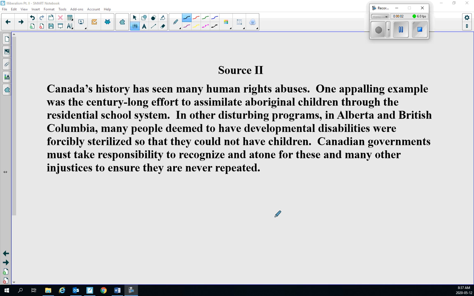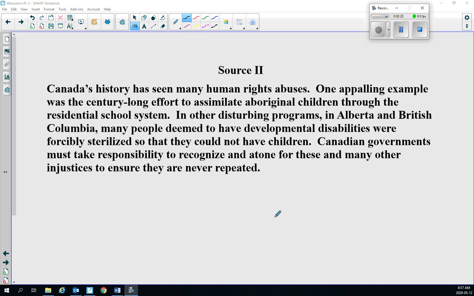Oh, hi there again. Social Studies 20-1. Source number two, we're looking at more sources regarding illiberalism. Again, these sources are from the January 2019 diploma exam. So if you'd written the exam, this is what you would have been up against.